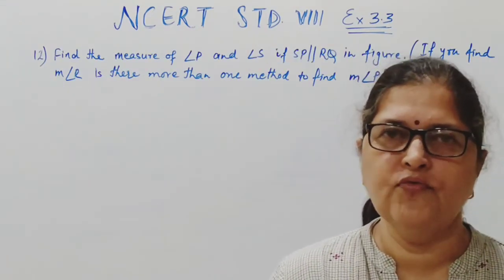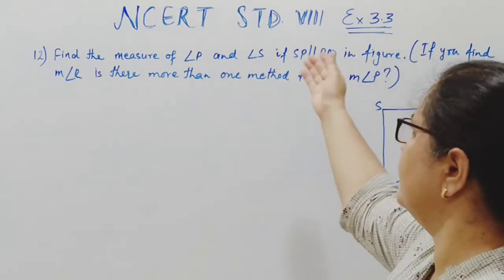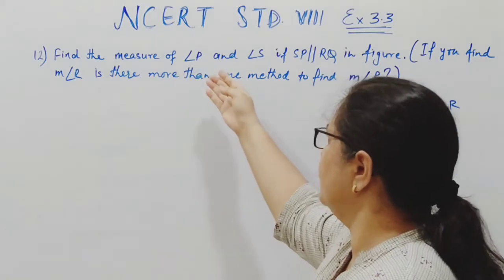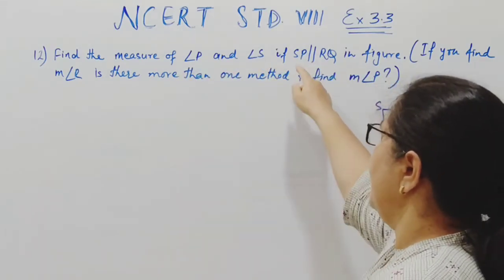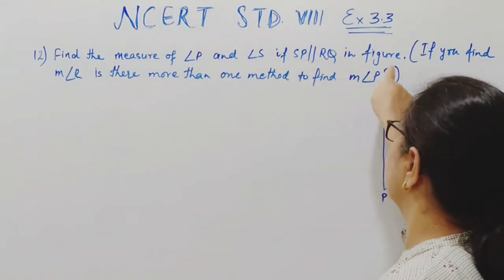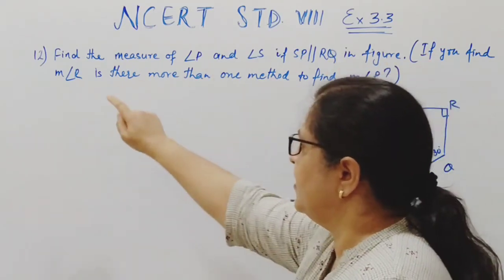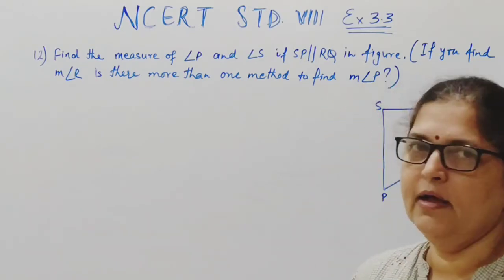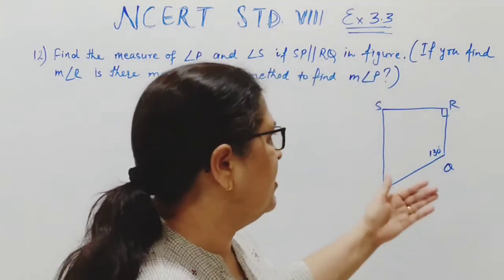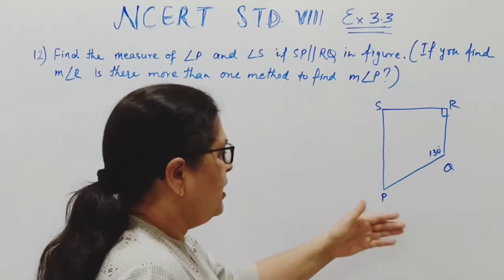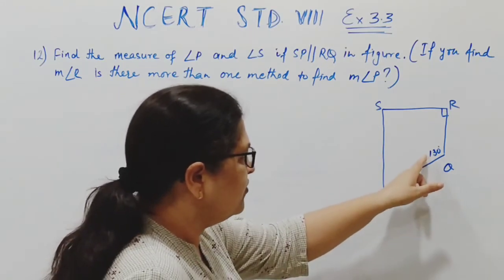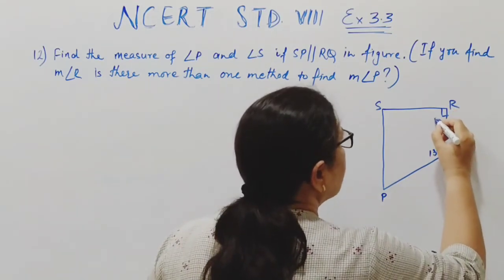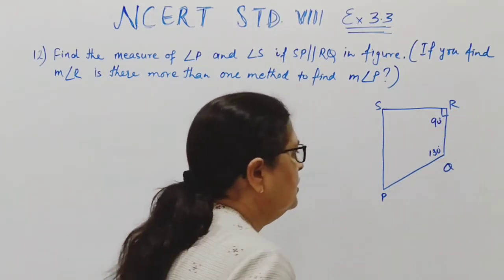Now, last question of exercise 3.3 NCERT standard 8, that is question number 12. The question is, find the measure of angle P and angle S if SP is parallel to RQ in the figure. If you find measure angle R, is there more than one method to find measure of angle P? Now here we are given with the quadrilateral PQRS, in which angle Q is given 130 degree and this symbol at R means 90 degree.